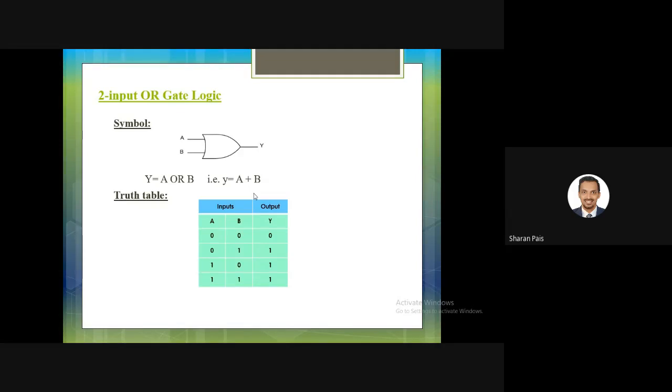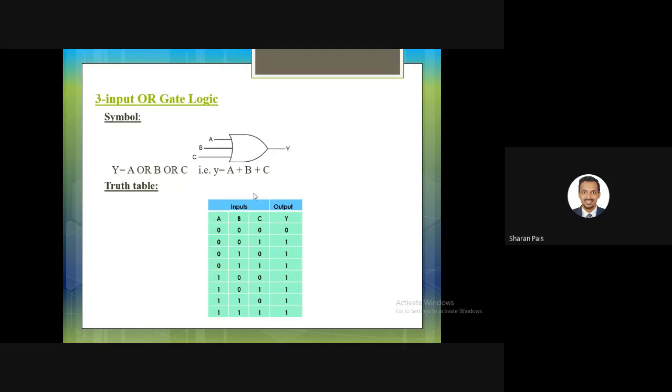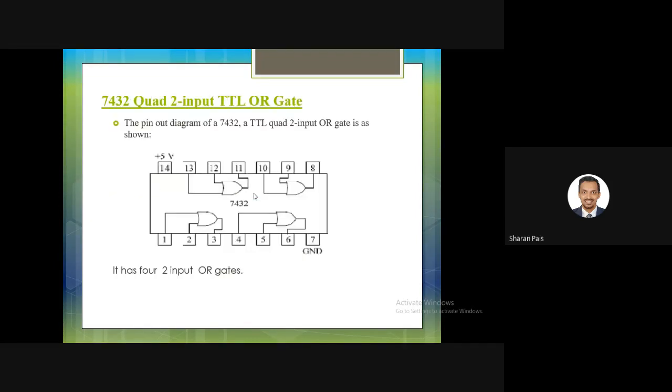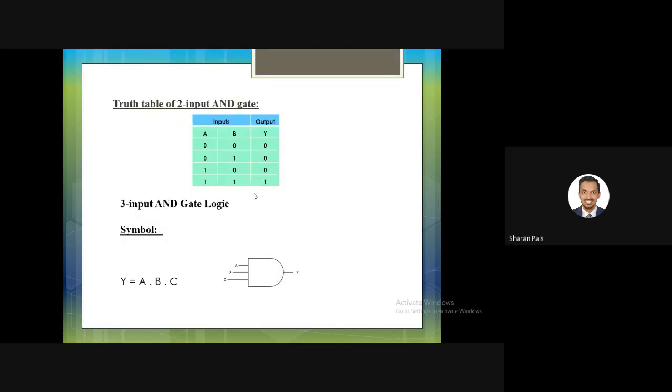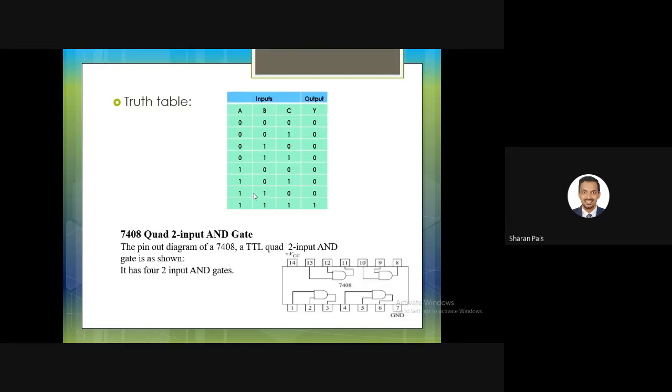Then 2 input OR gate, table, symbol, 3 input OR gate, how it looks like. Then 7432, that is quad 2 input OR gate. Then you have the timing diagram of that. Then AND gate. Then 2 input AND gate symbol, table, and the IC diagram 7408.